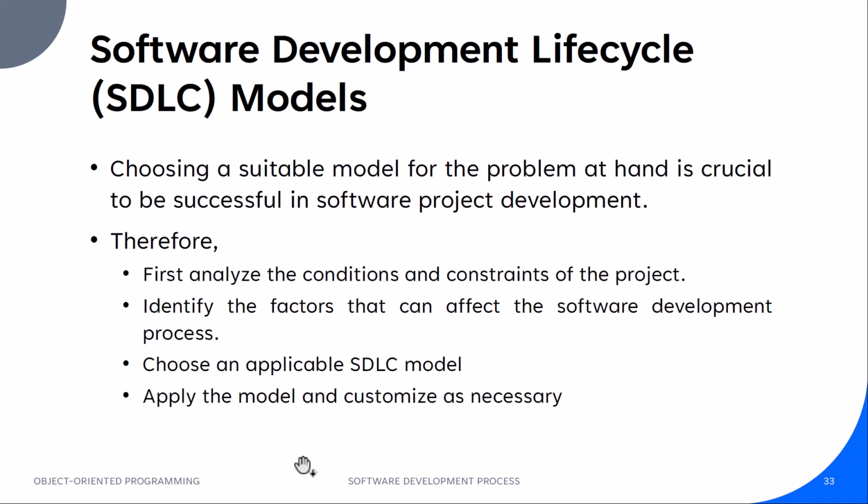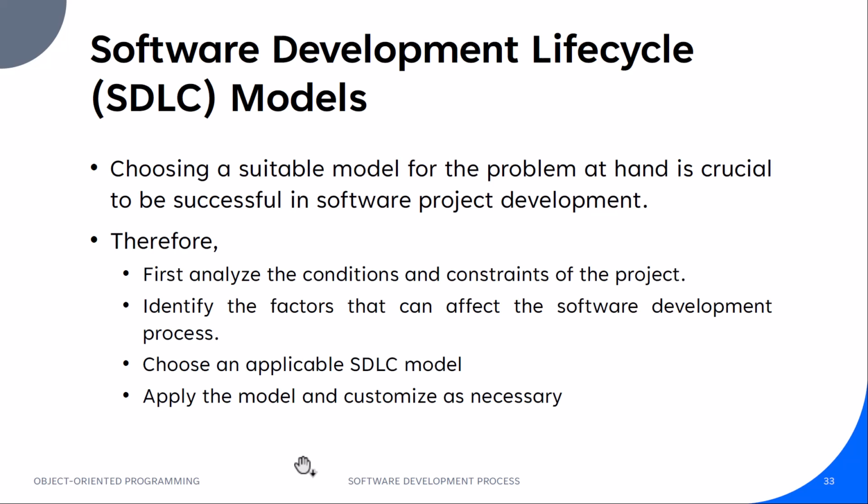Choosing a suitable model for the problem at hand is crucial to be successful in software project development. Therefore, first, analyze the conditions and constraints of the project, identify the factors that can affect the software development process, choose an applicable software development lifecycle model, and apply the model and customize as necessary.